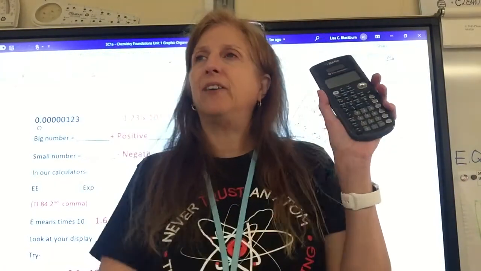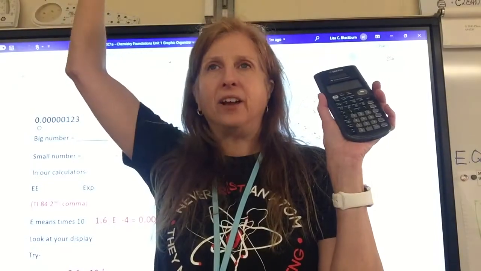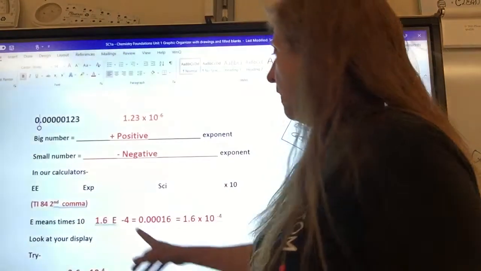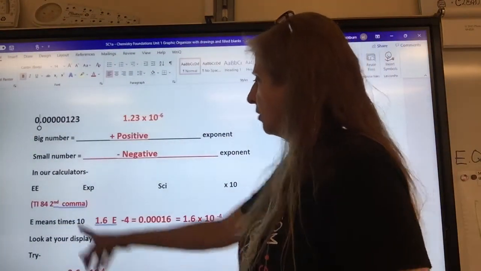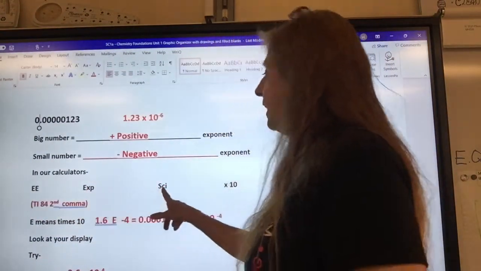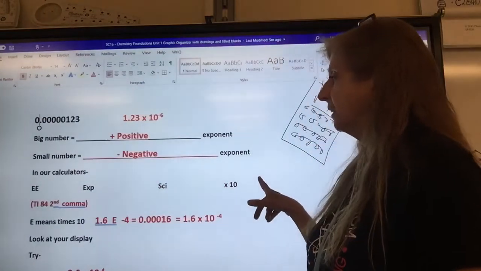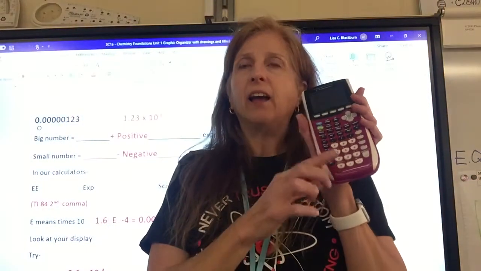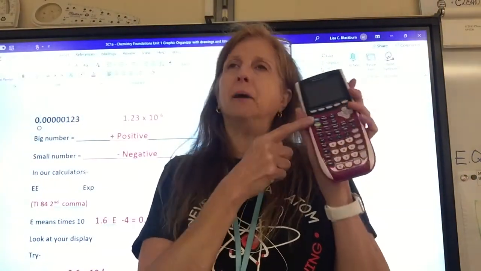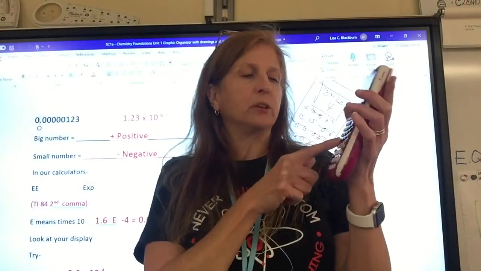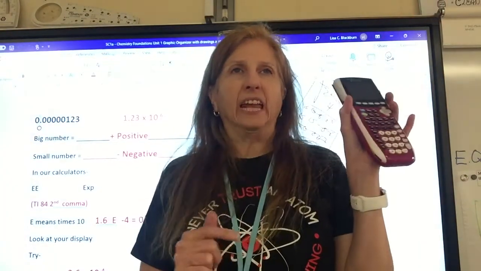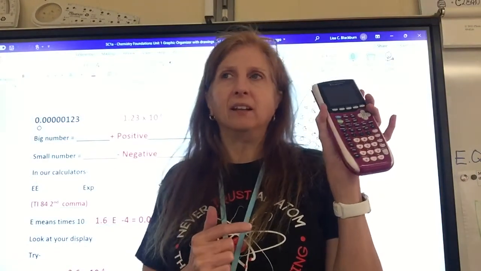Okay, has everybody found it on your calculator? Anybody not found it? Okay, so you're looking for EE, EXP, SCI, or times 10. On the TI-84, how you get to it is you do second comma. So the second button is right here, and then you push the comma. And that's how you get to the painted on things. Any questions about that? Okay.